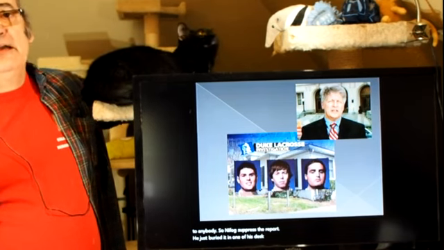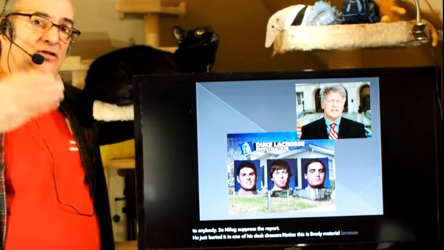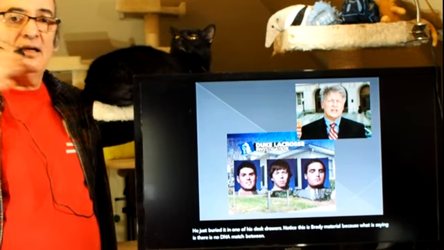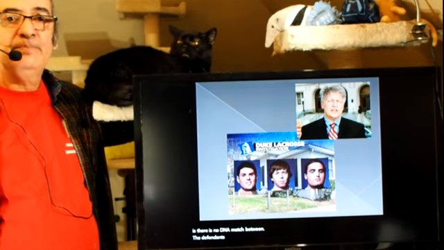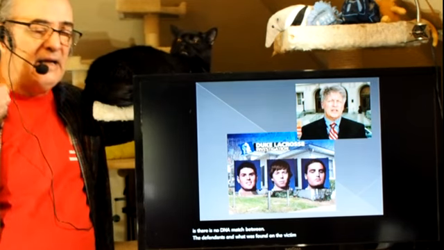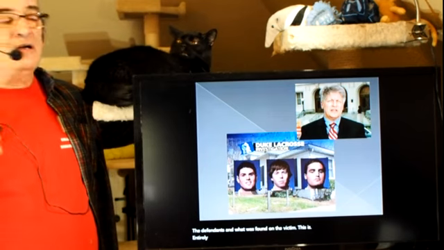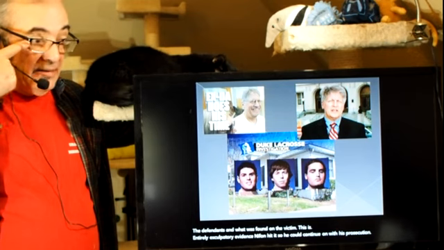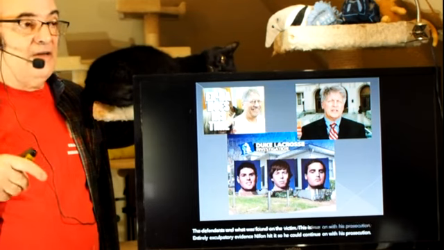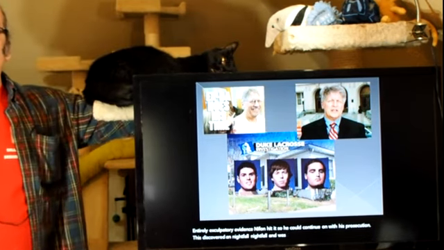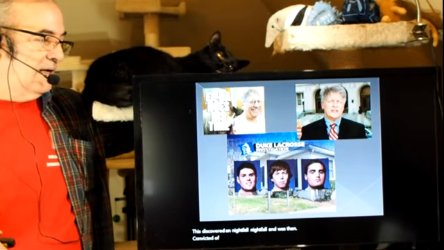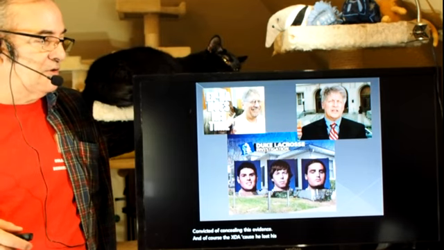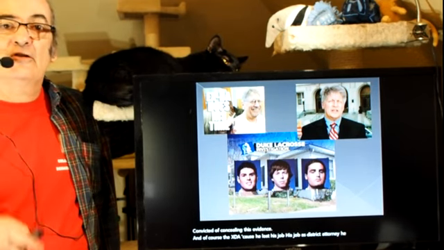Well, notice, this is Brady material, because what it's saying is there is no DNA match between the defendants and what was found on the victim. This is entirely exculpatory evidence. Nifong hid it so he could continue on with his prosecution. Well, this was discovered, and Nifong was then convicted of concealing this evidence. And of course, the ex-DA, because he lost his job as district attorney, does time. He does time for his crime.